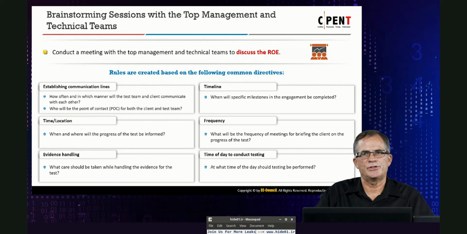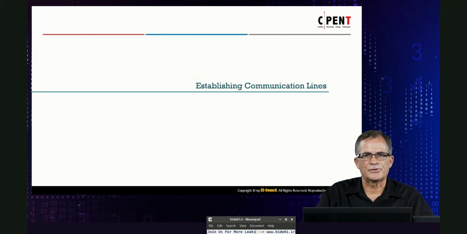Brainstorming sessions. You have team meetings and start asking these questions: when we're going to do it, the timeline, how we're going to handle potential evidence, the frequency, and the time of day to conduct testing. All of these are different considerations we have to have. So the first thing we want to talk about is establishing communication lines.